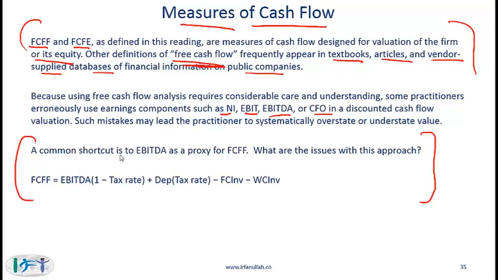One of the most commonly used proxies or shortcuts for free cash flow is EBITDA. And perhaps the reason for this happening is that you can quickly look at an income statement of a company and extract EBITDA. You don't need to do all these complicated calculations related to working capital investment, fixed capital investment, net borrowing, and so on. So an exam question might involve figuring out what are the limitations of EBITDA as a proxy of free cash flow. And the quick way of coming up with the issues is by simply looking at this formula. This formula shows the relationship between FCFF and EBITDA.